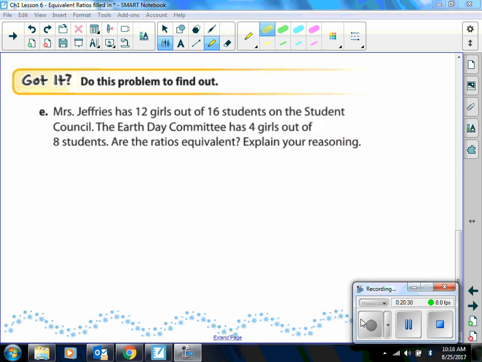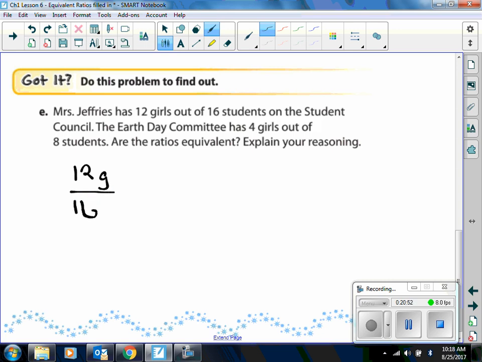Mrs. Jeffries has 12 girls out of 16 students on the student council. The Earth Day Committee has 4 girls out of 8 students. Are these ratios equivalent? And we want to explain our reasoning. Okay? So, we're going to first write 12 girls out of 16 students. And we're going to set that equal to 4 girls to 8 students. Now, we want to see, can we get from 12 to 4 and 16 to 8 by dividing, because we're going smaller, right? By dividing by the same number.